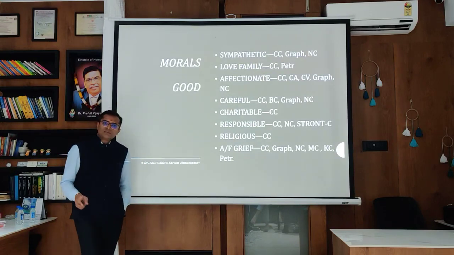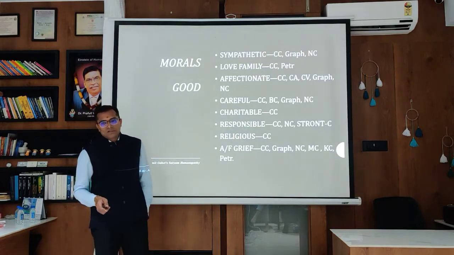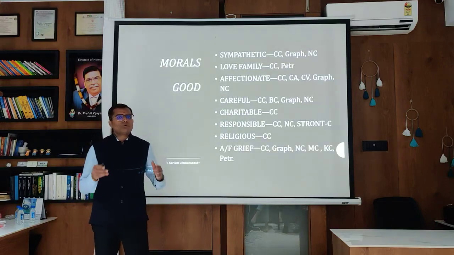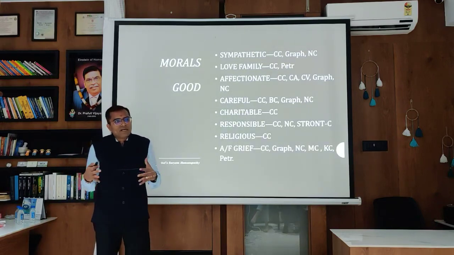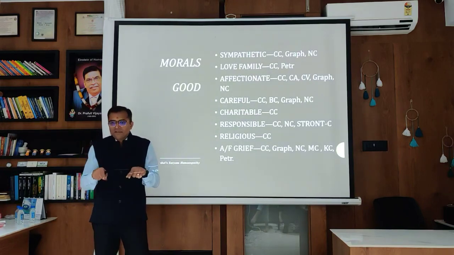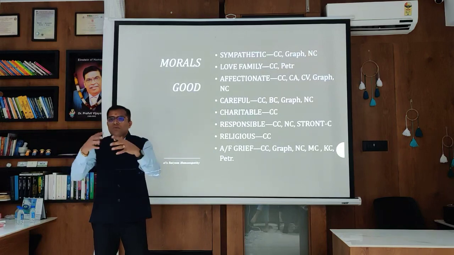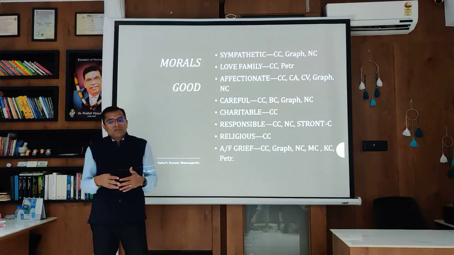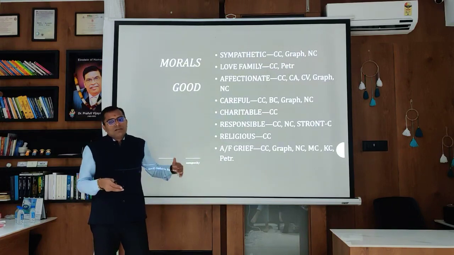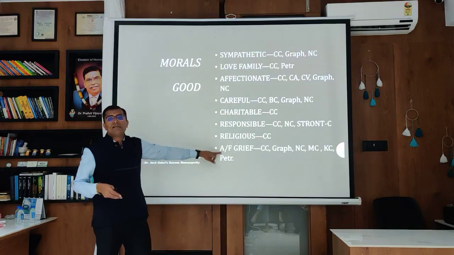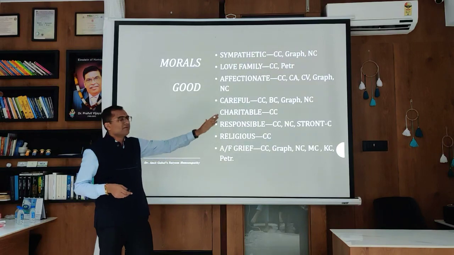So morally the carbons are very good. They are sympathetic, they love family, they are affectionate, because in the spheric stage they want balance, bond and tetravalent. So they are very sympathetic towards all four points. They love families because they want bonding from everyone. They are affectionate, careful, charitable, responsible, religious, and sensitive to that. That's why they are affected by grief. So we have different remedies: Calcarea Carb, Graphites, Natrum Carb, Petroleum.